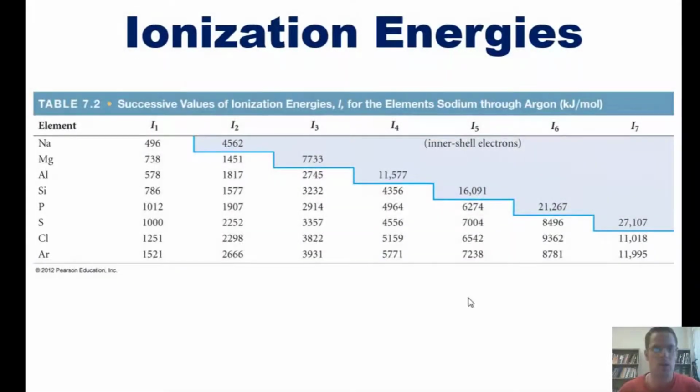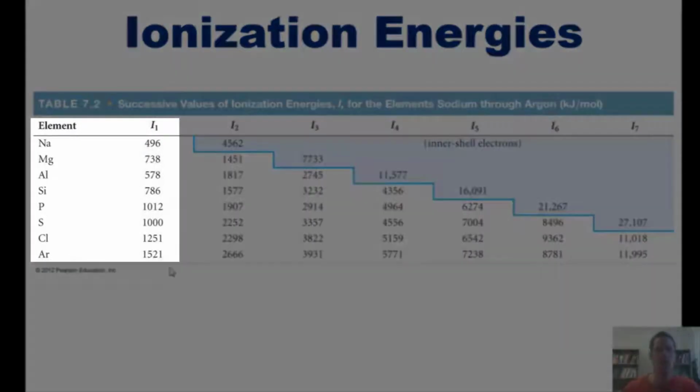You'll also notice that the first ionization energy for each of these elements, which is really going across a row on the periodic table, sodium to magnesium to aluminum and so forth, generally goes up. So as I go from sodium to magnesium, it becomes more difficult to remove an electron. There's an exception with aluminum, but then the trend continues going from silicon to phosphorus and so forth.